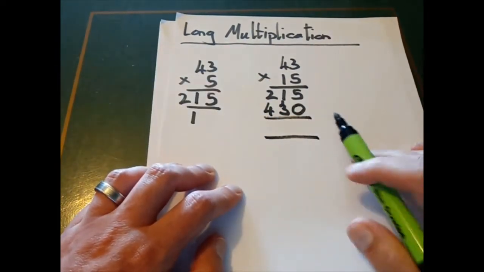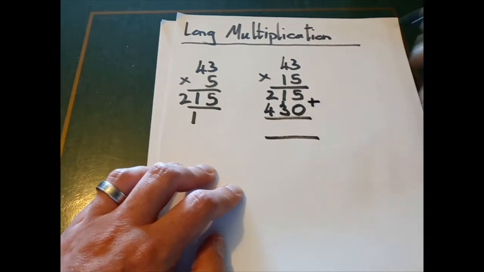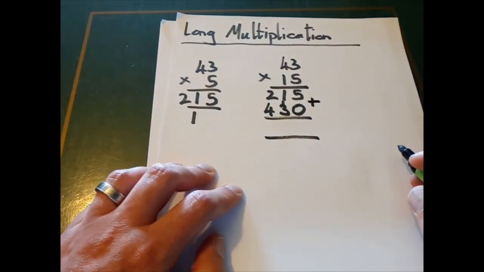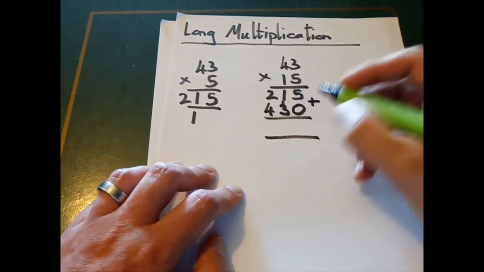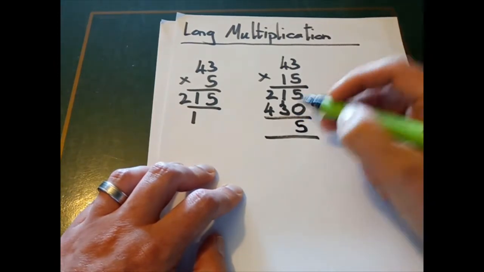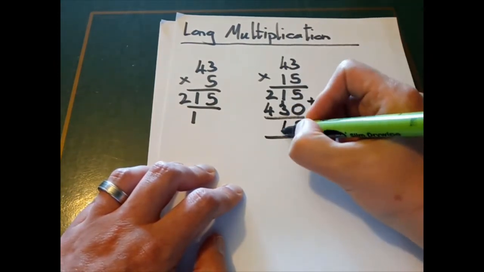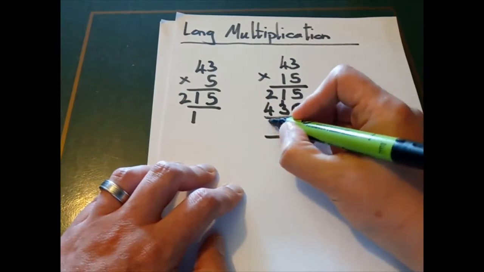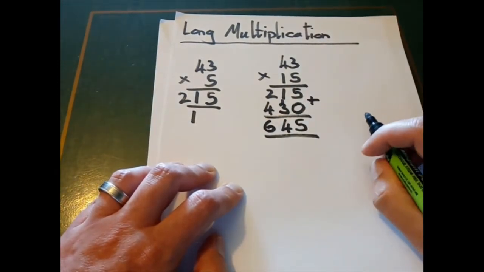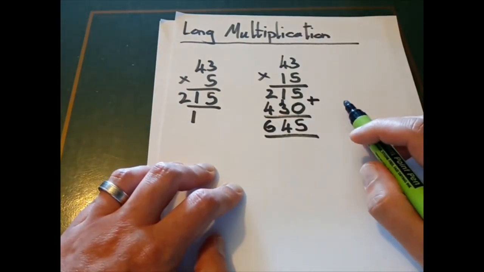We've now got 2 numbers. They need to be totaled up to find the final answer. 5 plus 0 is still 5. 3 plus 1 is 4. 4 plus 2 is 6. And we have 645.